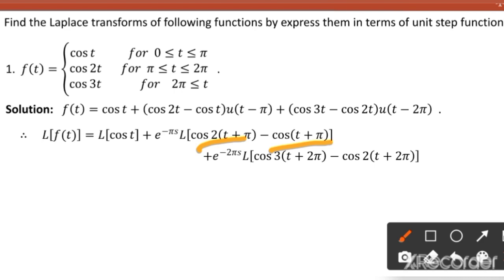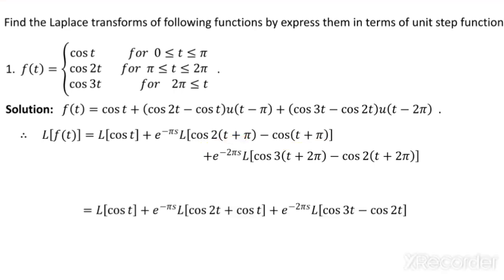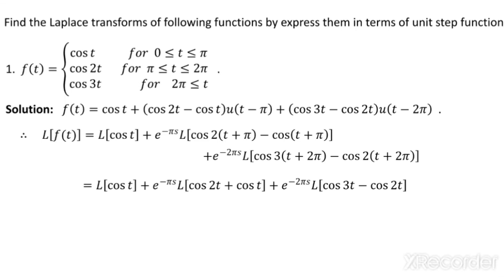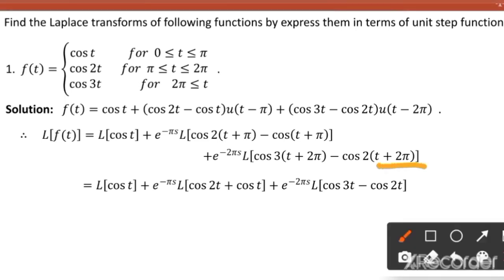180 plus means the third quadrant. The ASTC rule says tan and cot are positive, cos is negative, so I have minus cos t, so I get Laplace transform of cos 2t plus cos t. Similar work for the last term, cos 3t plus 6 pi, 6 pi means 3 full rotations, so I have again cos 3t minus cos 2t plus 4 pi, where 4 pi means again 2 full rotations, so that's why it is back to cos 2t.